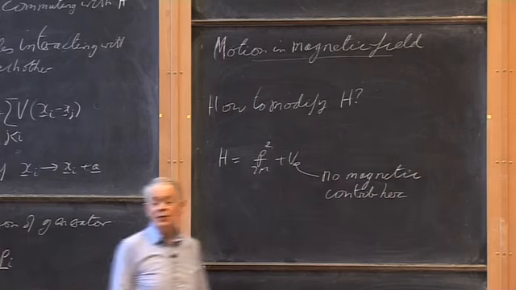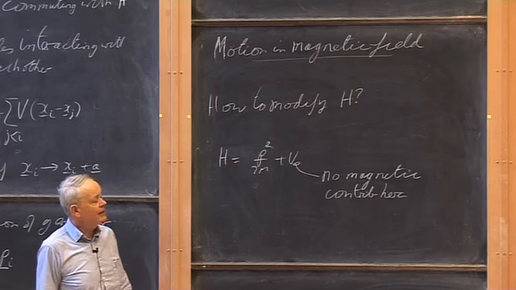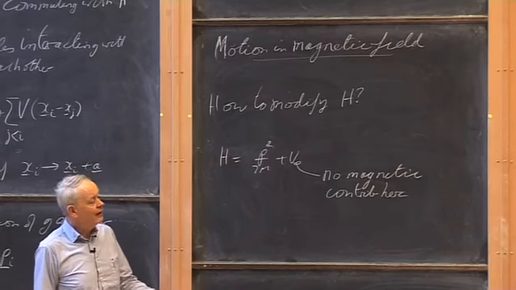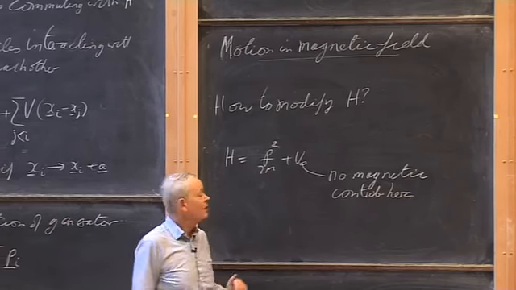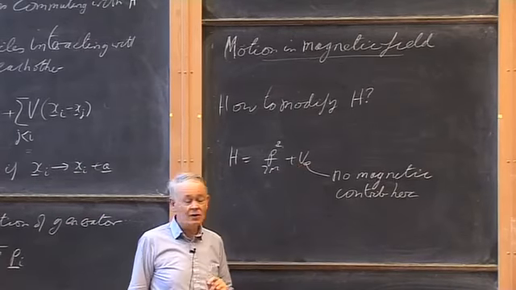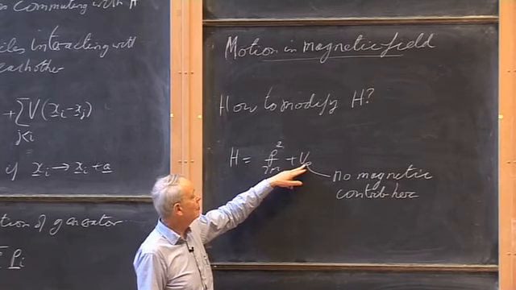Because the Lorentz force never does any work. The Lorentz force v cross B is perpendicular to v, so v dot (v cross B) identically vanishes, and the Lorentz force never does any work, so it can never contribute to the potential energy of your system, and therefore you can't look for magnetic contributions in here.